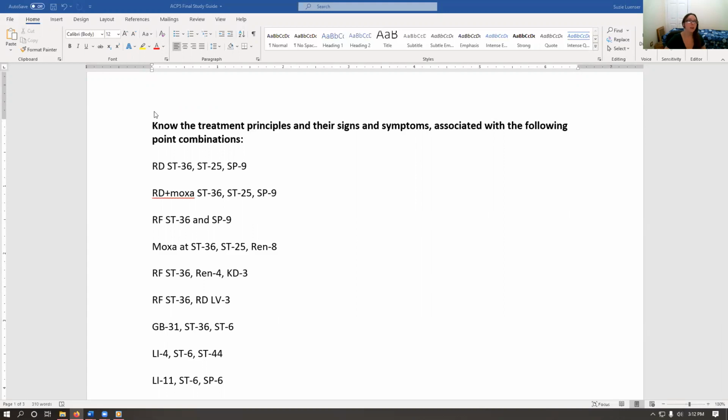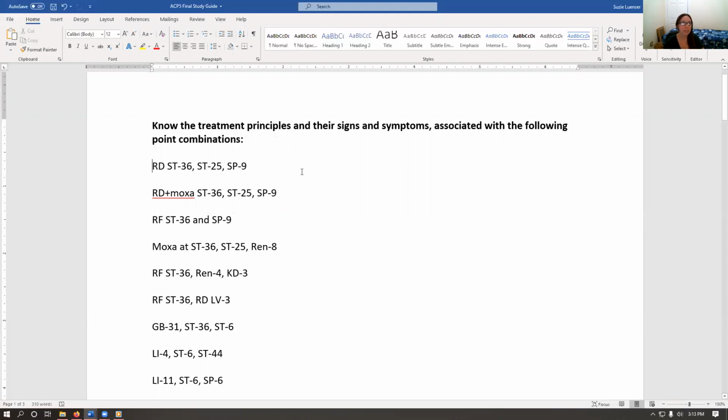Okay. So first section, know the treatment principles and their signs and symptoms associated with the following point combinations. So what you're going to do is you're going to look through your notes to find these point combinations, and you should write down the treatment principles that they work with and some signs and symptoms associated with those patterns. So let's do one for example. I will inform you that RD means reducing. Moxa obviously means moxa, and RF means reinforcing.